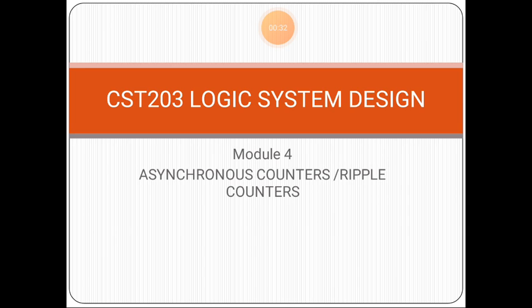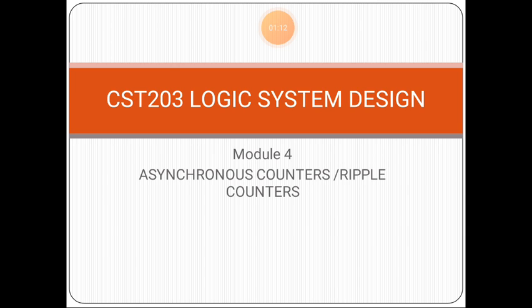It may be a clock pulse or originate from an external source. In a counter, the sequence of states may follow a binary count or any other sequence. A counter that follows the binary count is known as a binary counter. An n-bit binary counter consists of n flip-flops and it can count in binary from 0 to 2 raised to n minus 1.